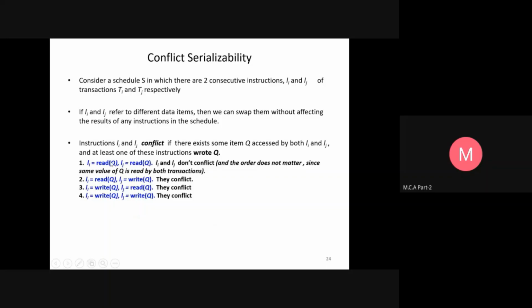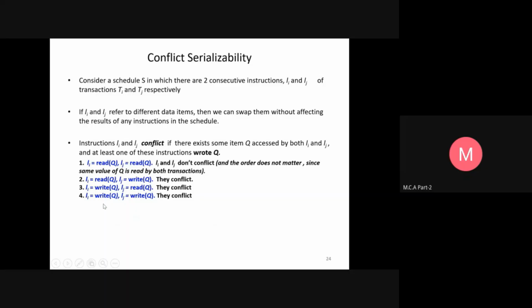So if Ii does a read on the data item Q and Ij is also reading Q, they don't conflict, and because they don't conflict, the order in which they do the read does not matter. But if Ii does a read on Q and Ij is an instruction of another transaction that does a write on Q, they conflict because the order matters. If Ii did a read after Ij did a write, then the value that Ii reads will be different from what it would have been if it was read before Ij did a write. Similarly, if Ii does a write and Ij does a read, by the same argument they conflict.